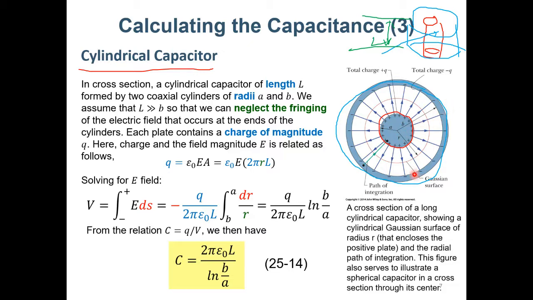And we consider the E field at radius R, roughly between the two cylinders. We also assume that the height is much larger than the radius, so it should be a tall cylinder.